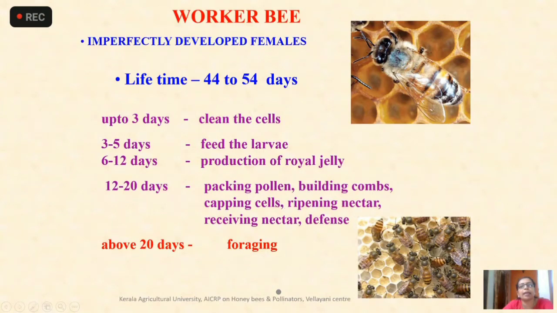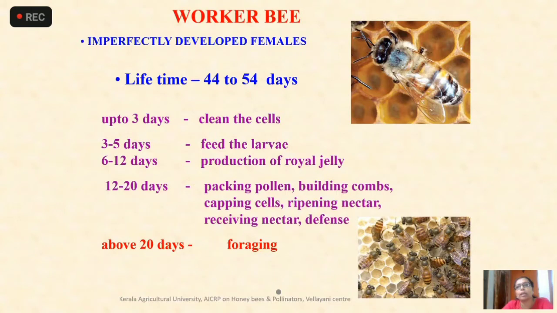those worker bees are engaged in packing the pollen, building the combs, capping the cells, and ripening the nectar by means of the fanning method, that is, they flutter the wings. Then receiving the nectar and the defense mechanism, all these within the hive, are done by workers of 12 to 20 days. And those of 20 days old go for foraging.